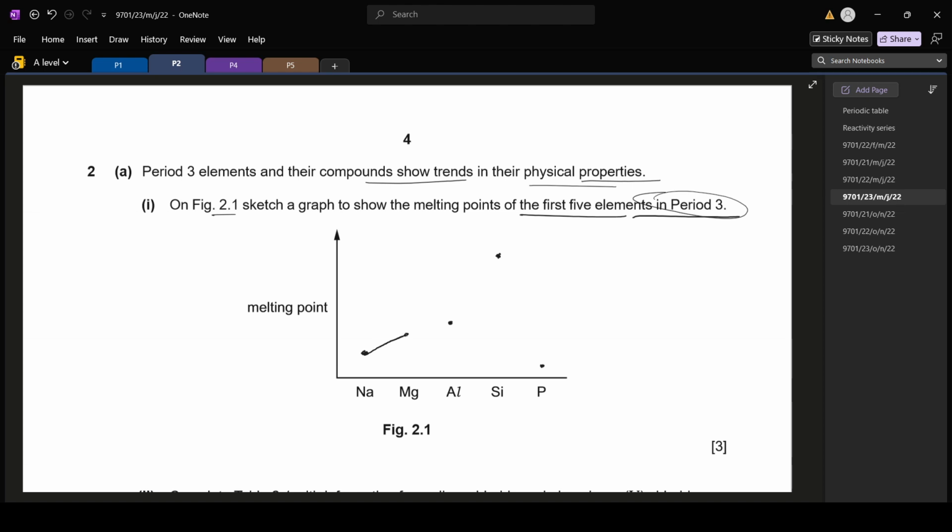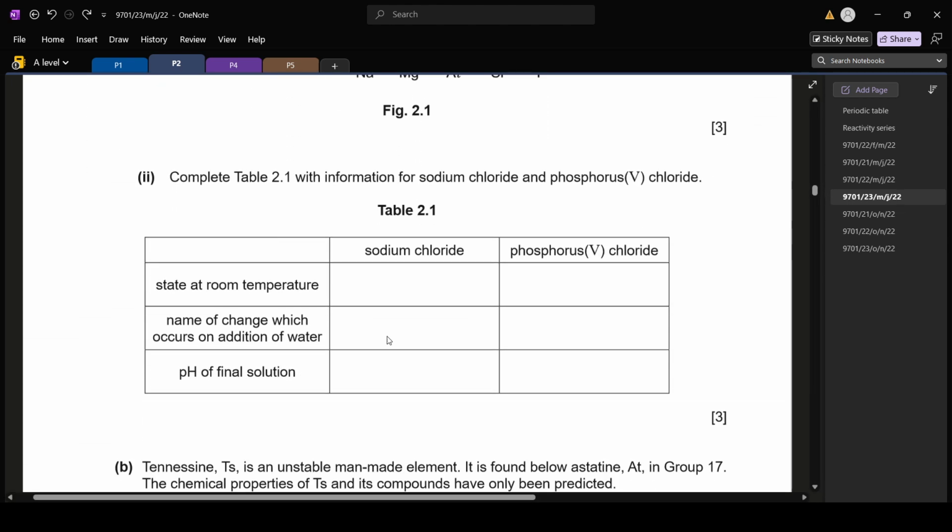So this is like this, then like this, then like this. Sorry, my diagram is not as accurate, but you can see from the marking scheme how to draw. Okay, something like this.